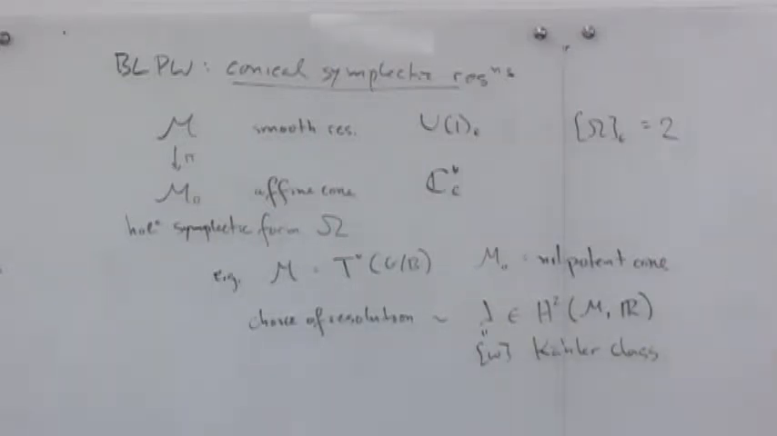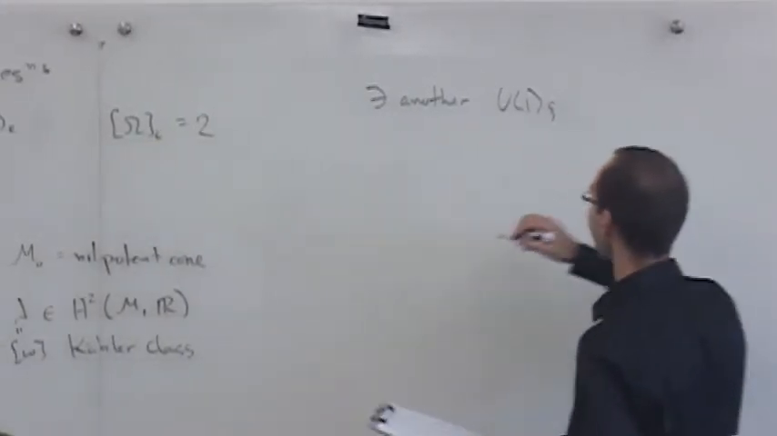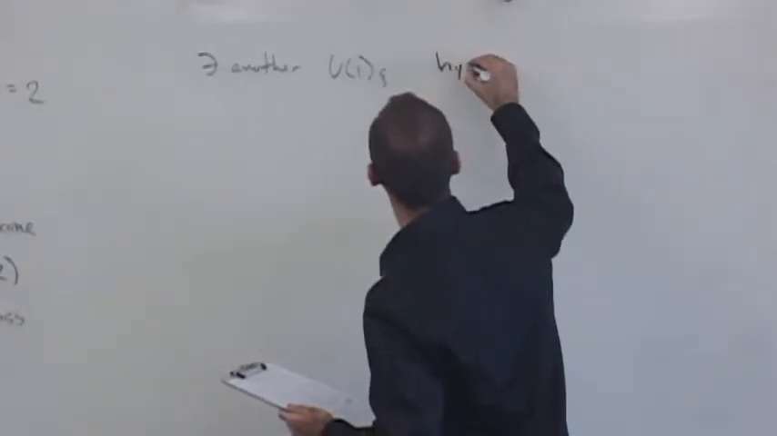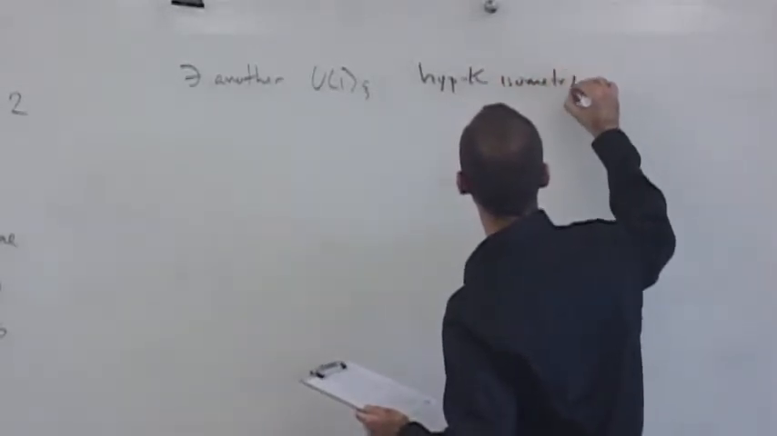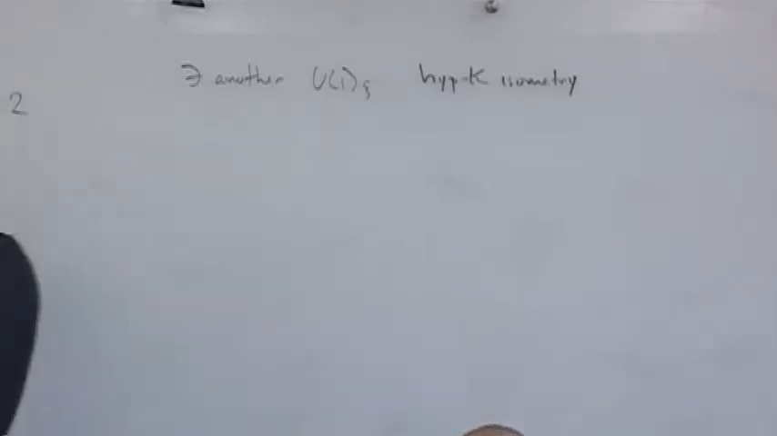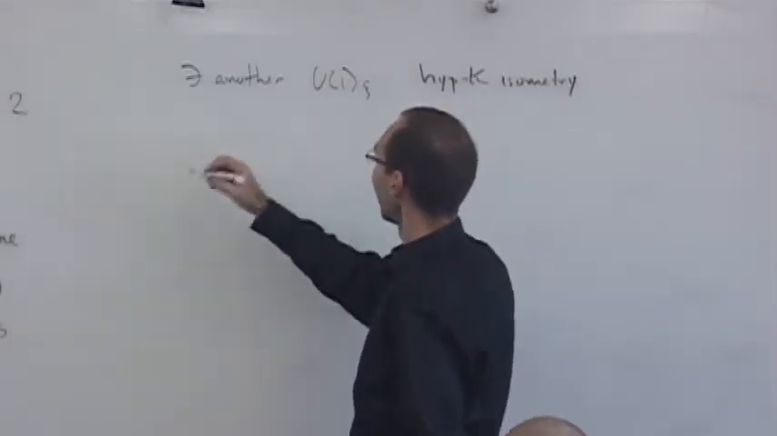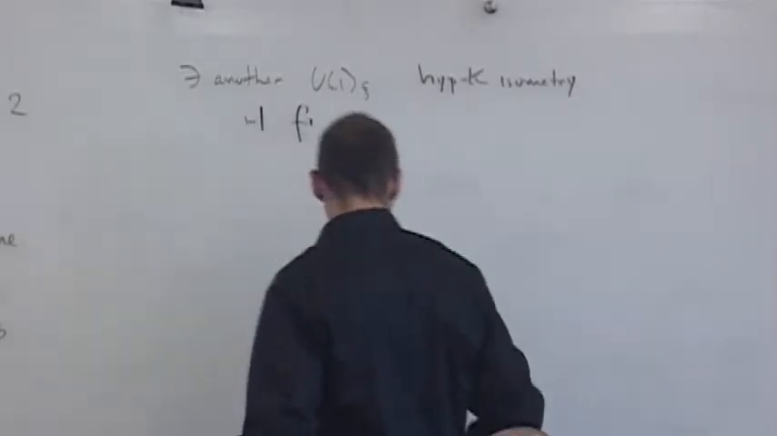So there's another U1 action that's a hyperkähler isometry. In particular, it preserves the holomorphic symplectic form. And so one requires the space to have another U1 action that has fixed points, that has isolated fixed points.